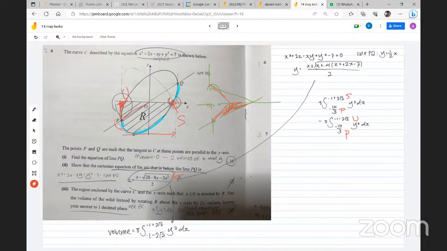For the first part, are they just asking for the part of the curve below the x-axis? But then why would they phrase it as below the line PQ? No, below the x-axis is not the same as below PQ. That's why I was thinking about it. I was confused. It's not below the x-axis. It's different.